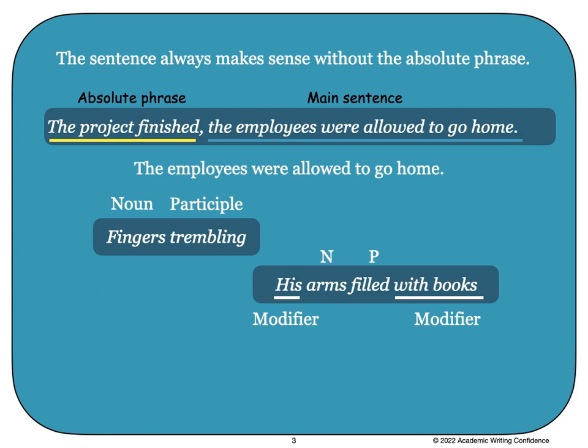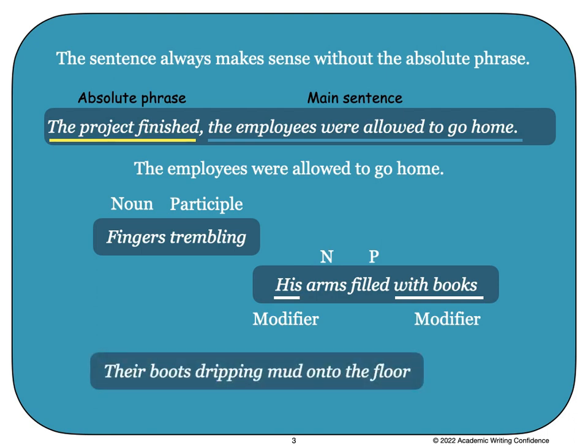We can also have a longer phrase such as this one. Their boots dripping mud onto the floor. Here again we have a noun and a participle as well as a modifier at the beginning of the phrase. But we also have a direct object. The boots were dripping with what? They were dripping mud. We also have some more words that modify where the mud was dripping, onto the floor. All of these are examples of absolute phrases that give more information or modify another main sentence.